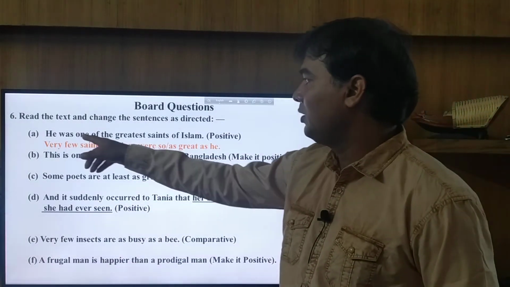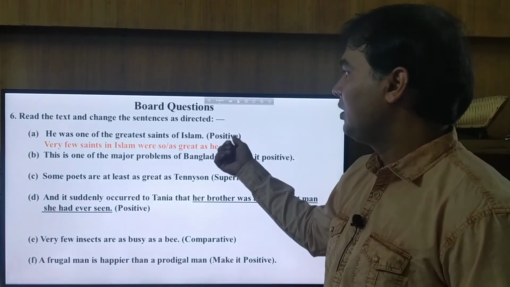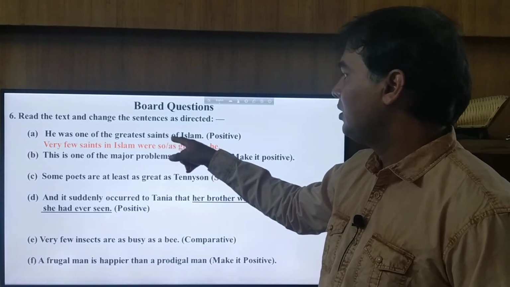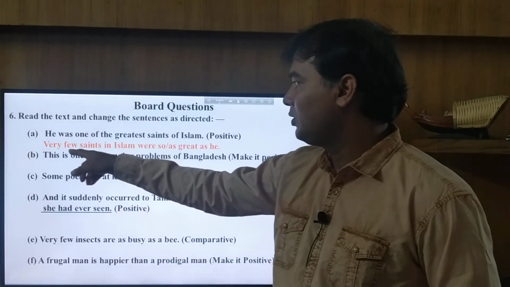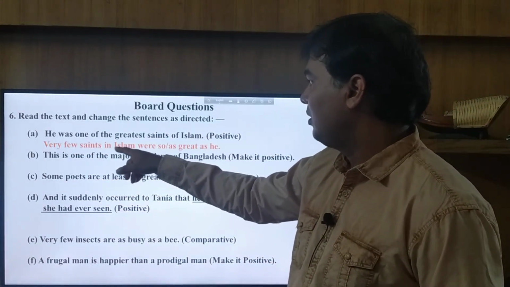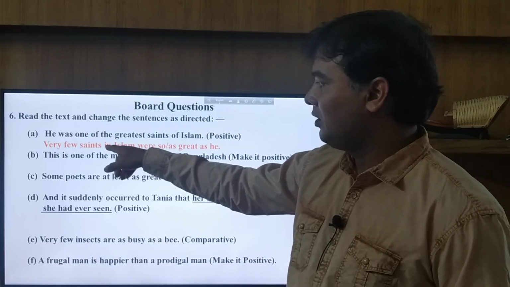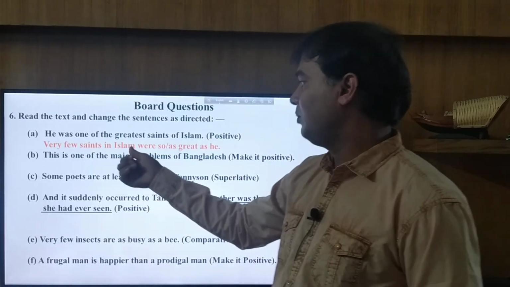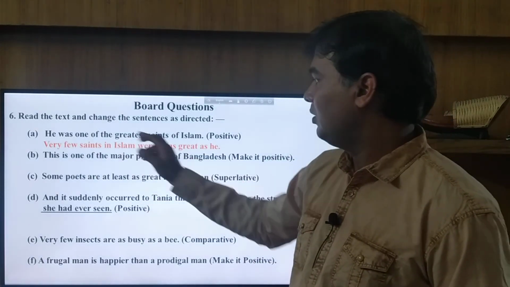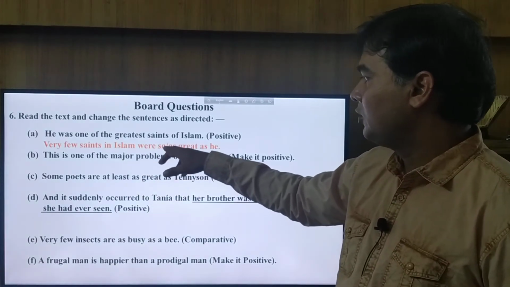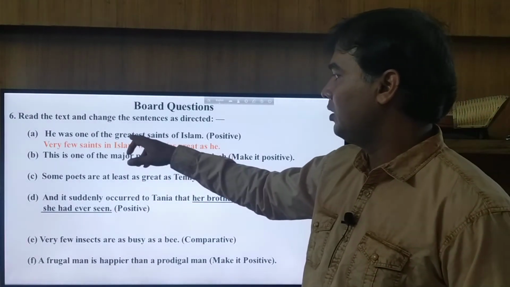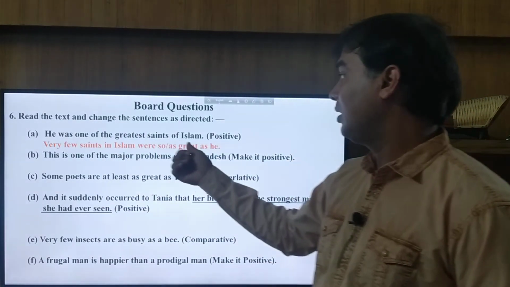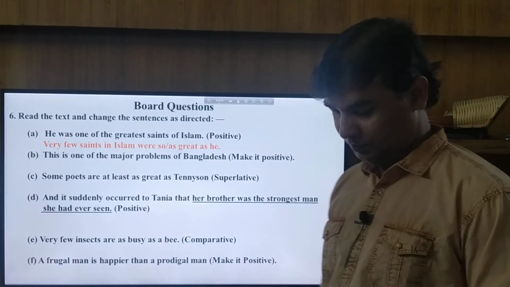So the answer is, here you see, for one of the, in positive degree we can start with very few, then comparable object or person, saints of Islam. Here it is written in, but in the question it is of, so you should write of. Very few saints of Islam, then the auxiliary verb were, and then so or as, then the positive form of the adjective, great, then as, and then he.